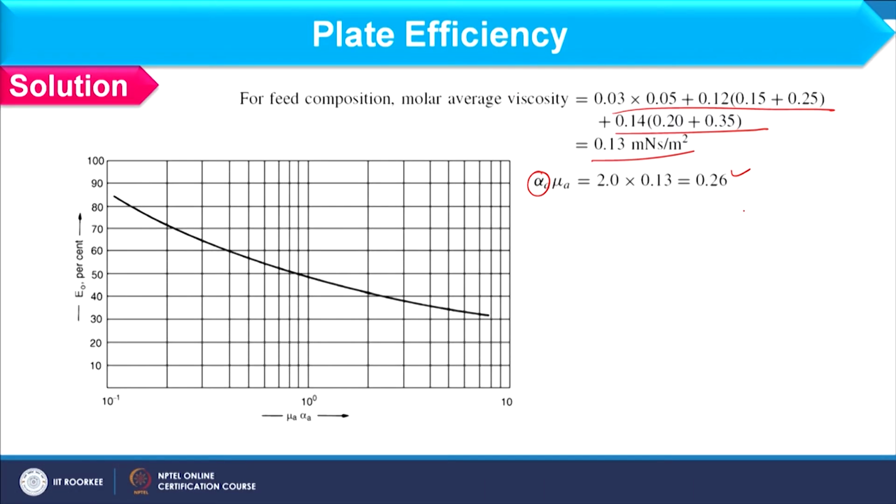If you see here, I have 1 and this is 2, and here I have 0.26. The value you can obtain from here should be 67%. In this way you can simply calculate the overall column efficiency. And now we will focus on plate efficiency.